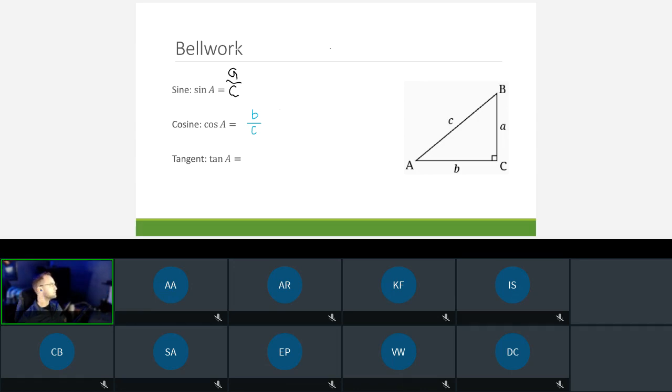Yep, so looking good so far. The acronym SOHCAHTOA: sine is opposite, so A, divided by hypotenuse, which is C, A over C. Good job. Cosine is adjacent, so B. Remember, adjacent means next to, over hypotenuse, so C. And then tangent is opposite over adjacent, so A over B. That looks good. SOHCAHTOA, yep, that's it.